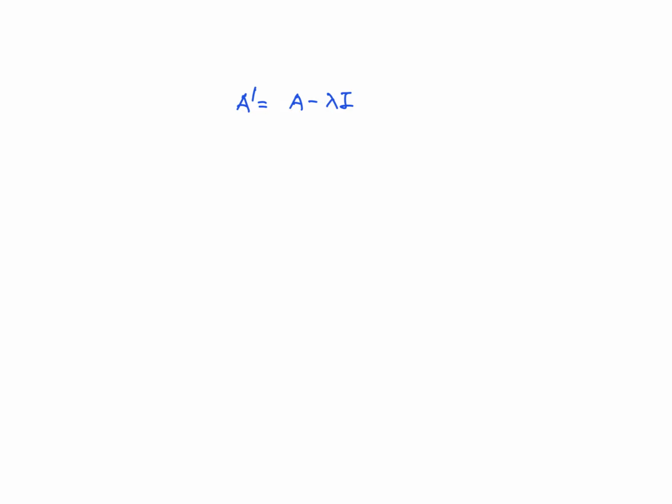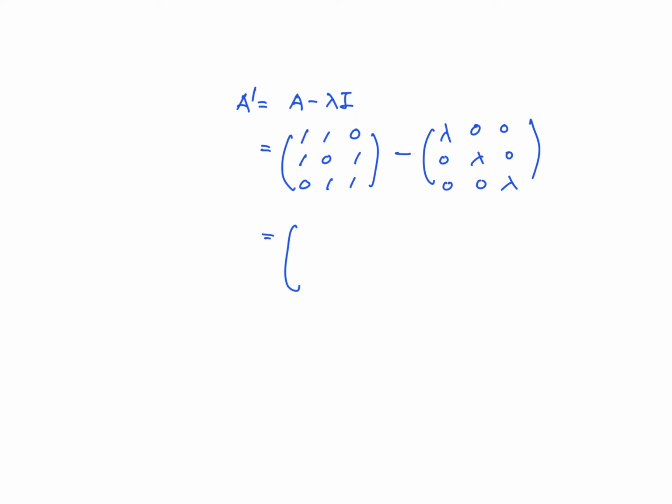So this is [[1, 1, 0], [1, 0, 1], [0, 1, 1]] minus lambda times [[1, 0, 0], [0, 1, 0], [0, 0, 1]], right? So [[1 minus lambda, 1, 0], [1, minus lambda, 1], [0, 1, 1 minus lambda]].